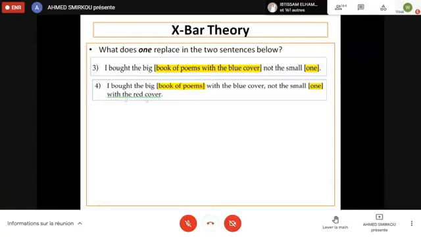Why? Because with the red cover excludes with the blue cover. I'm talking about the book of poems with the red cover, which means you have to exclude with the blue cover. So in the first example, the small excludes the big, and here, with the red cover excludes with the blue cover. So one in this example replaces only book of poems.